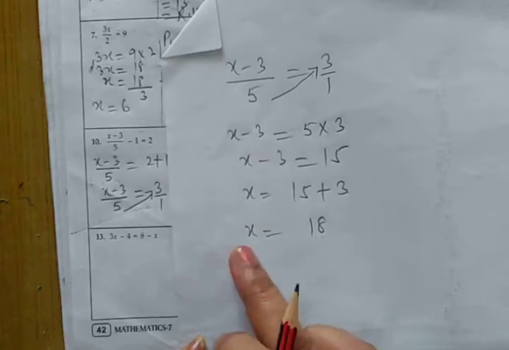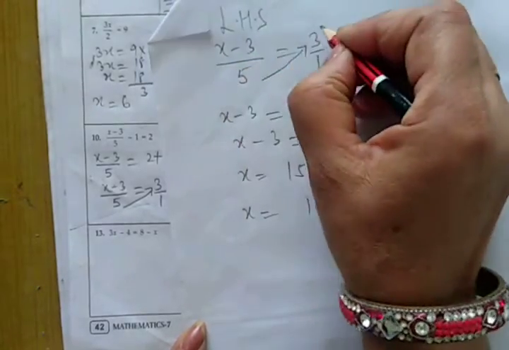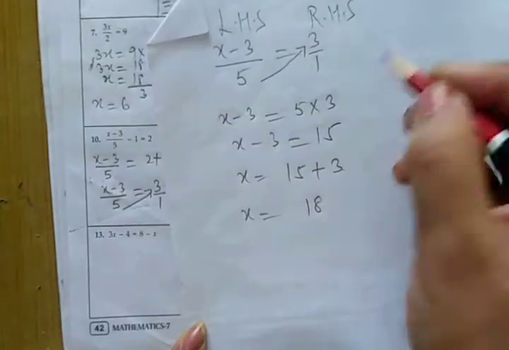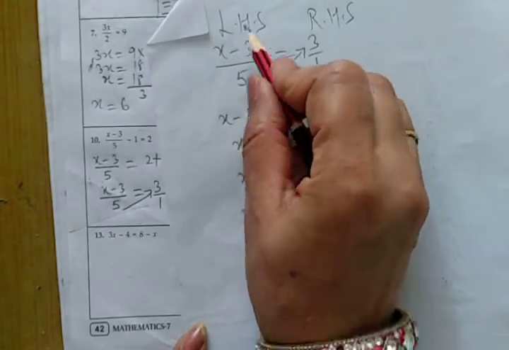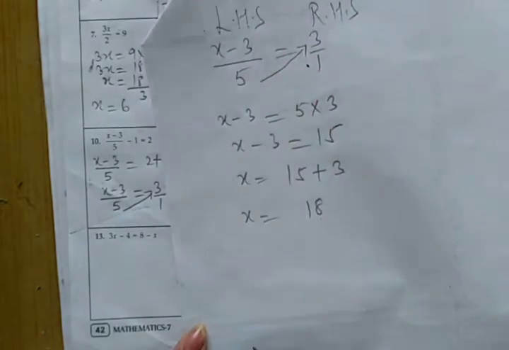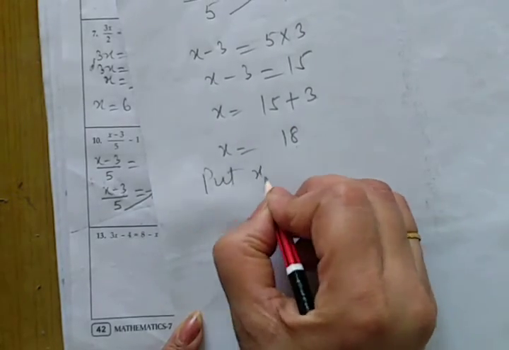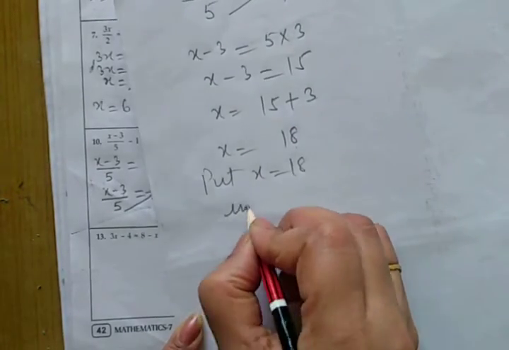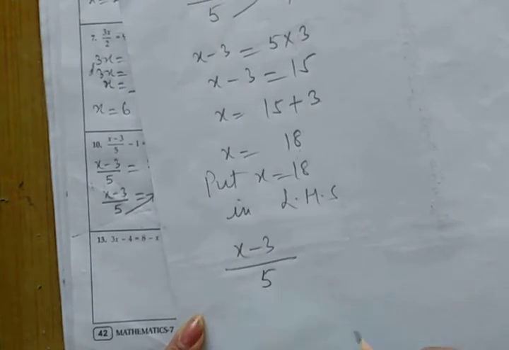Okay. Now this value, x is equal to 18, will be put in the left hand side, and this is the right hand side. We will check that after putting the value of x is equal to 18 in the left hand side, is it equal to 3 or not? Okay. So put x is equal to 18 in the left hand side. So left hand side is x minus 3 upon 5.